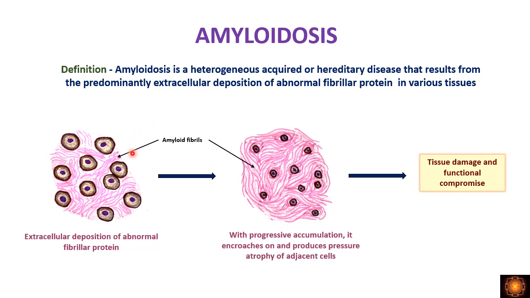So in the initial stages, amyloidosis doesn't produce any signs and symptoms. The patient will be asymptomatic. But as the deposition in between the cells increases, it encroaches upon the cells and the cells undergo pressure atrophy. When atrophic changes occur in the cells, obviously the function of the tissue is affected, and this leads to tissue damage and functional compromise of the tissue wherever we have this deposition of the amyloid fibrils.